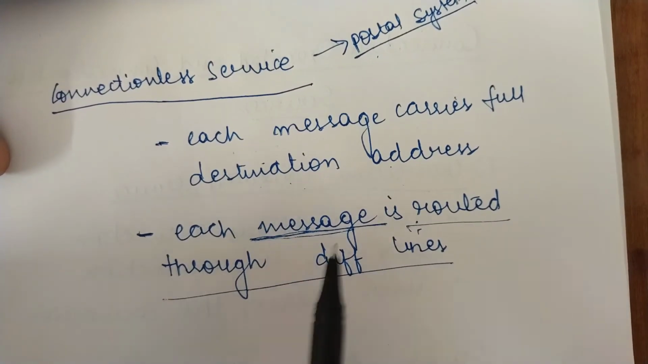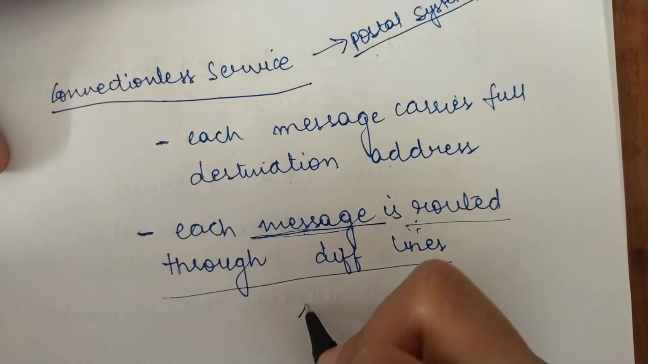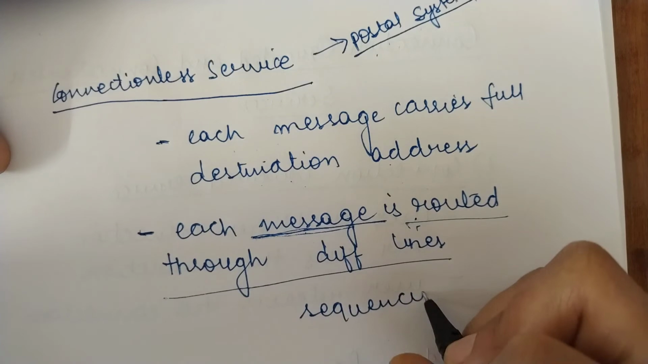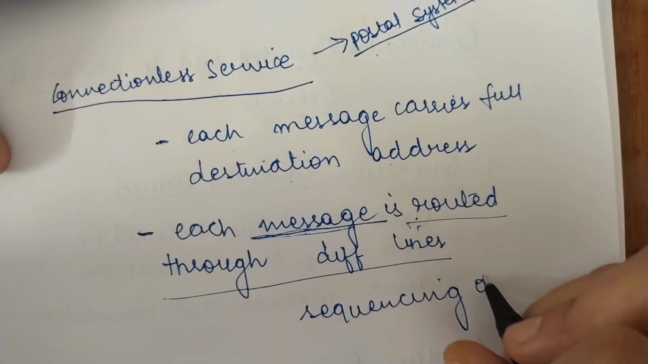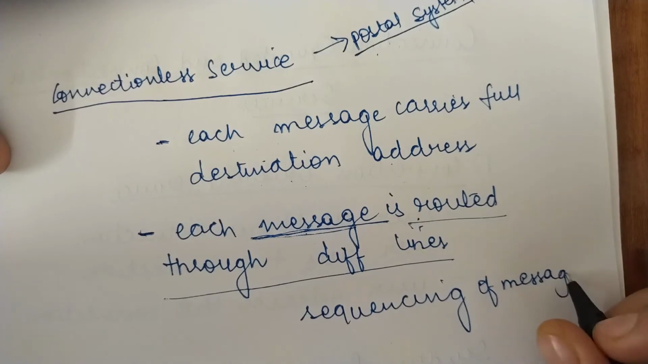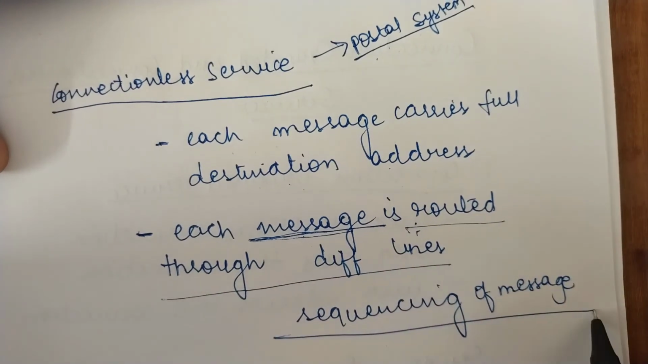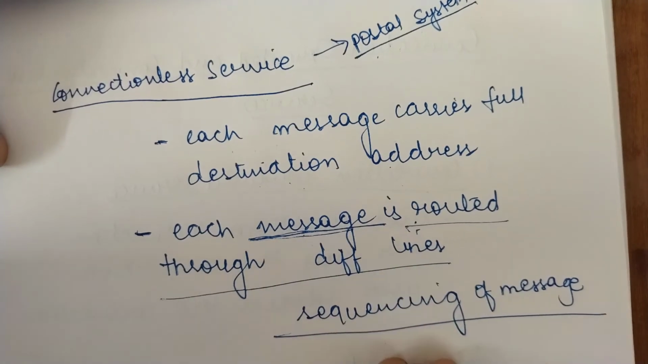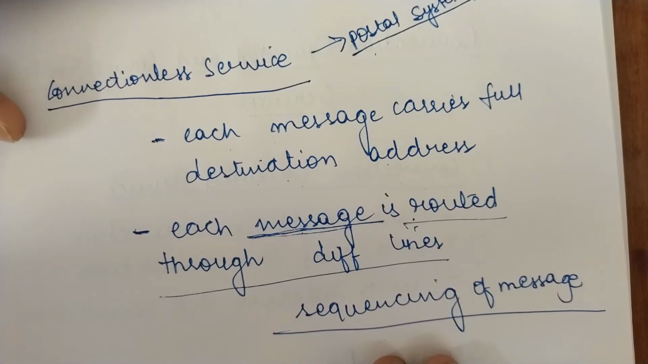So that is why in most cases there is sequencing of the messages. The sequencing of the messages helps to identify the sequence in which these messages should be arranged once all the messages have been received at the receiver's end.